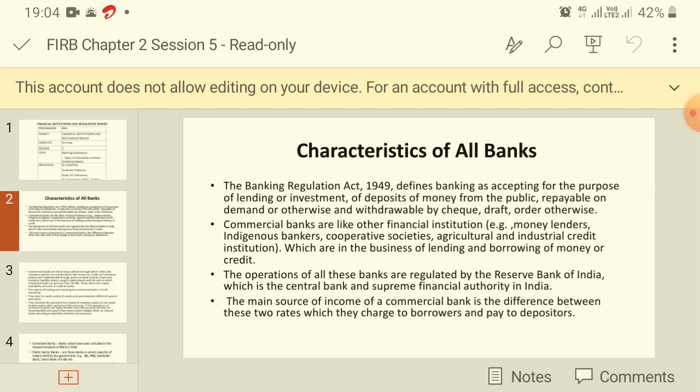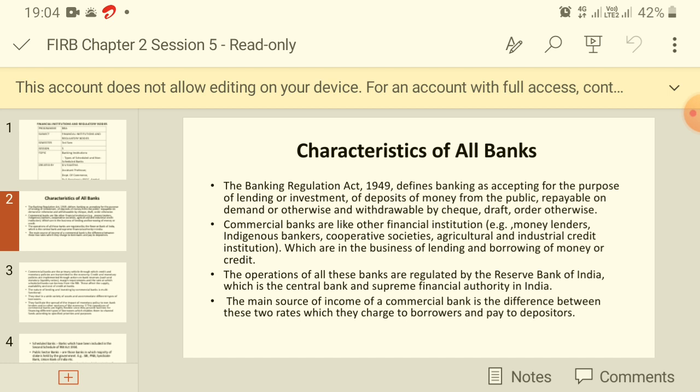When we speak about banks, the Banking Regulation Act of 1949 defines banking as accepting for the purpose of lending or investment of deposits of money from the public, repayable on demand or otherwise, and withdrawable by check, draft, order, or otherwise.